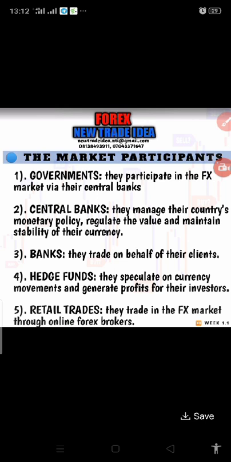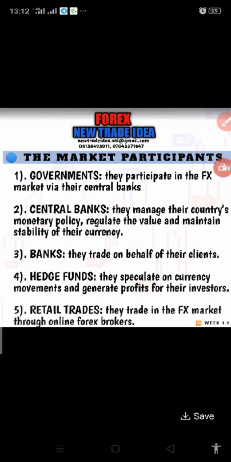And then we also have the central banks. They manage their country's monetary policy, regulate the value, and maintain stability of their currency. They do that a lot. The central banks are the ones in charge of the monetary policy and the regulation of the value of the country's currency, and they maintain its stability.